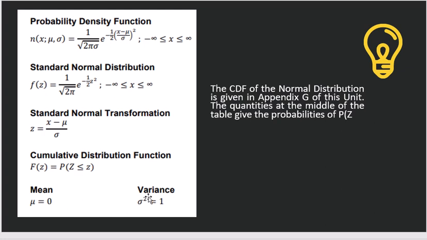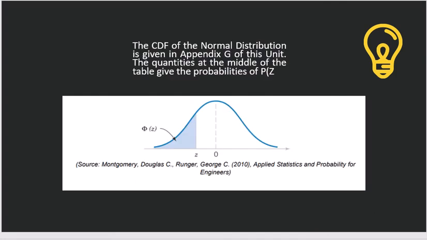So sa CDF, of the normal distribution is given the appendix G of this unit, the quantities of the middles of the table with the given probabilities of P of Z. So you're going to analyze this one. So this is the example. So according to our given table, yung source niya ay kay Montgomery Douglas. So applied statistic and probability for engineers. So ito yung sinasabi nilang normal curve, no?